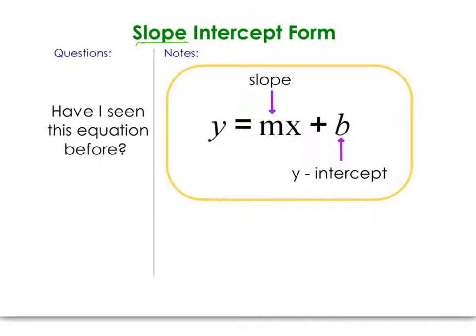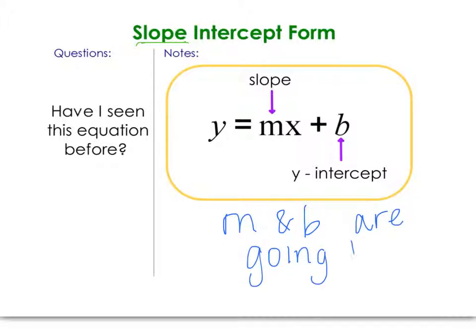In this form, y and x are going to stay variables, but m and b are going to become numbers. That's right, m and b are going to become numbers, but x and y are going to stay variables in this equation.